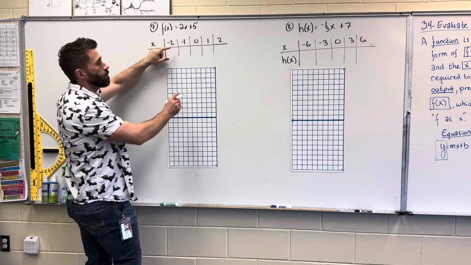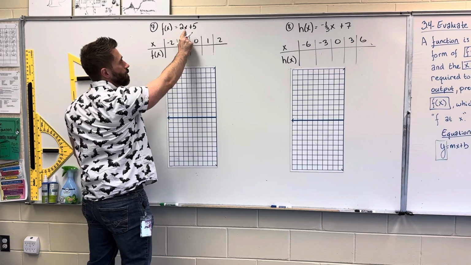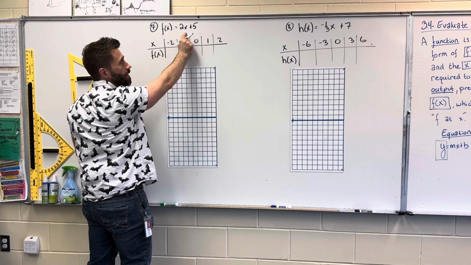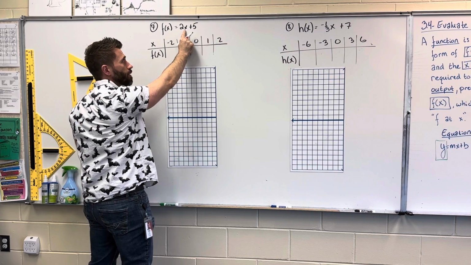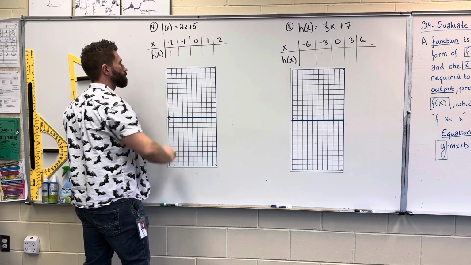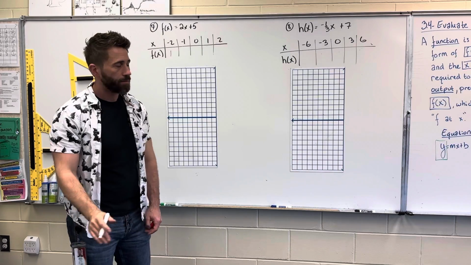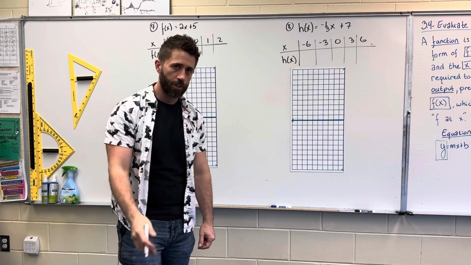So if I plug in a negative 2, see if you can follow this. I have to double it, then add 5. So if I plug in a negative 2, 2 times negative 2 is negative 4. Negative 4 plus 5 is 1. If you followed that, that's all you need to put. If you didn't follow that, you need to show your work.